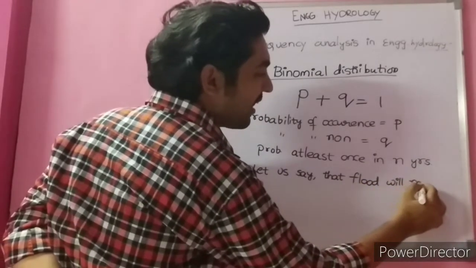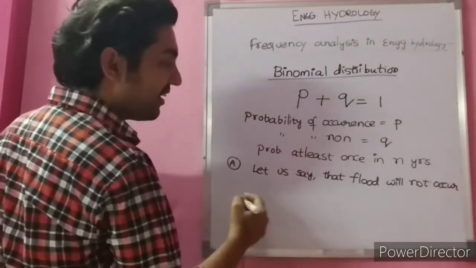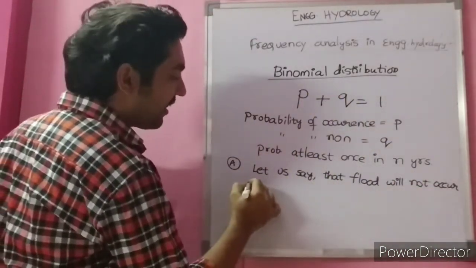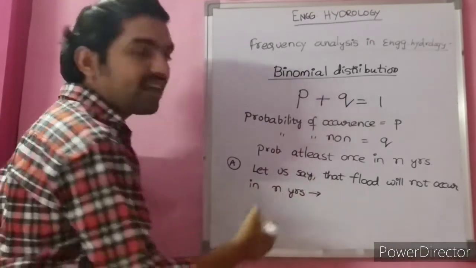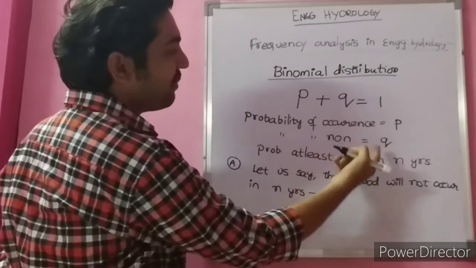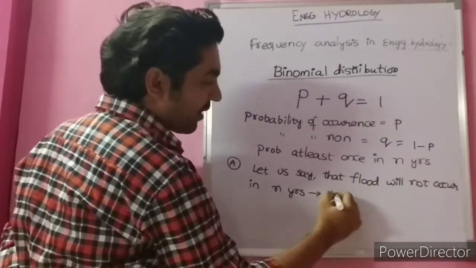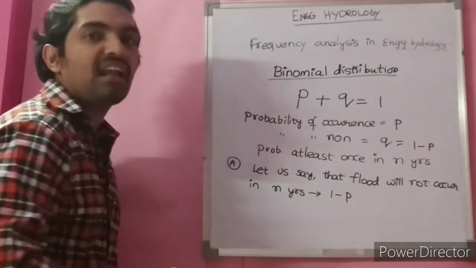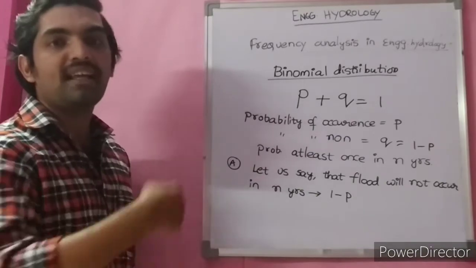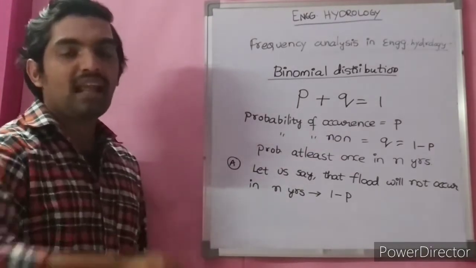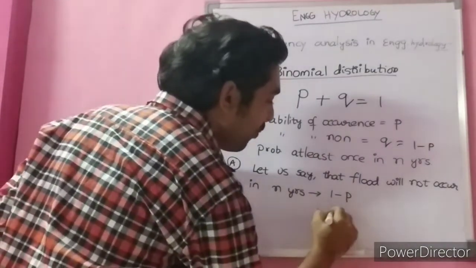Flood will not occur in n years. This is the contradictory event to the above event. So what is the probability of non-occurrence of a flood? Q is nothing but 1 minus P. First year it will not occur, 1 minus P. Second year it will not occur, 1 minus P. Third year it will not occur, 1 minus P. Like that, n times it will not occur: 1 minus P whole power n.